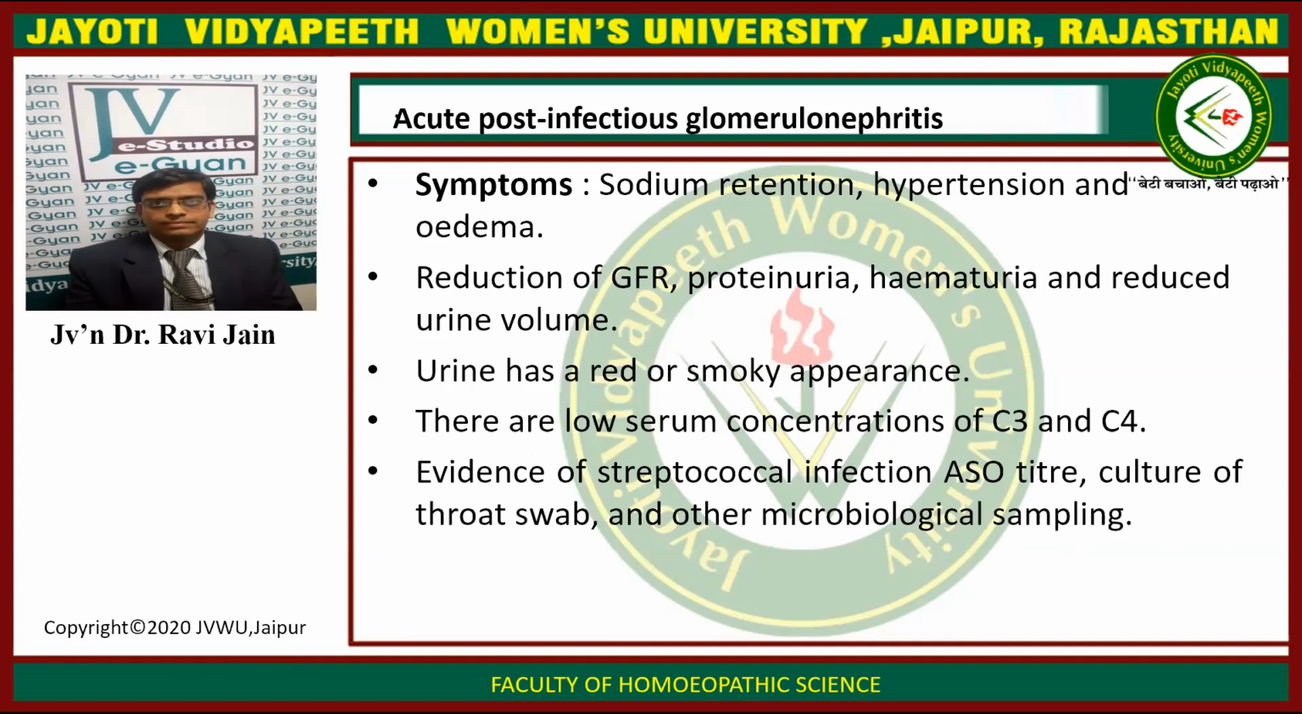The symptoms of acute post-infectious glomerulonephritis include sodium retention, hypertension, and edema. We have reduced GFR, proteinuria, hematuria, and reduced urine volume. The urine has a red and smoky appearance. There is low serum concentration of C3 and C4. The evidence of streptococcal infection, such as ASO titer, culture of throat swab, and other microbial sampling, is present.